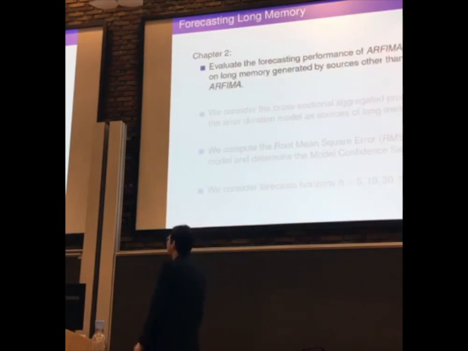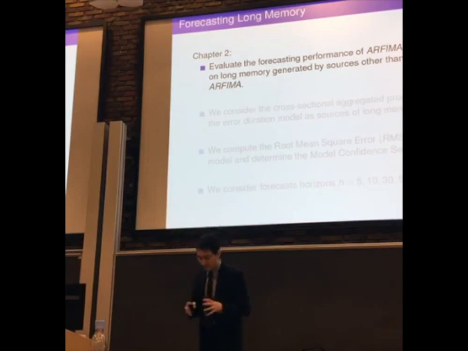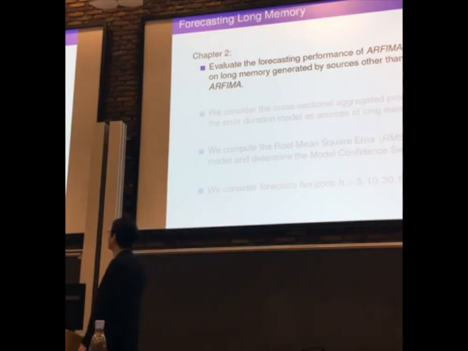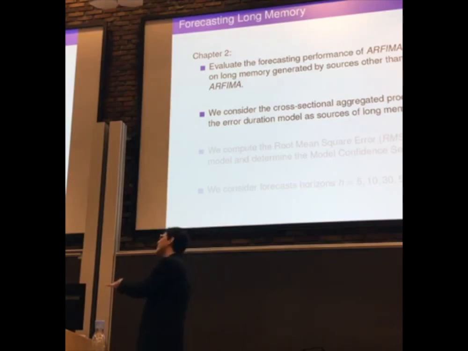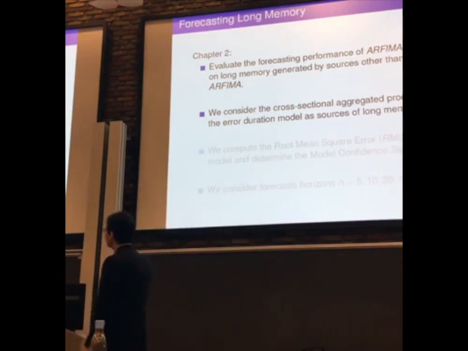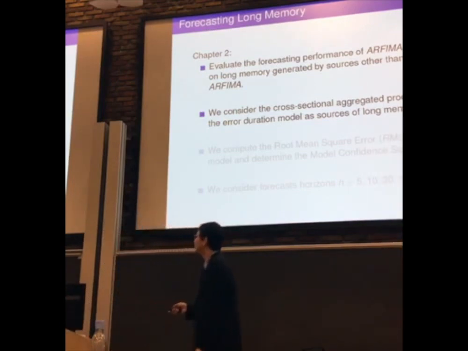So we're evaluating this. I'm going to generate some long memory processes that don't come from an ARFIMA, yet I'm going to fit an ARFIMA, forecast it and see how well it forecasts. In the chapter, I consider the cross-section aggregation process that I showed you, which we are more familiar with, and also the duration model. Here, for presentation purposes, I'm going to keep the cross-section aggregation, but in the chapter we also have another process.